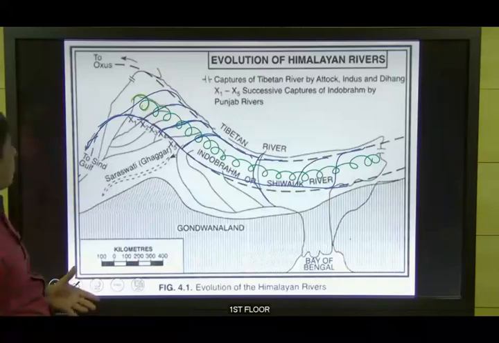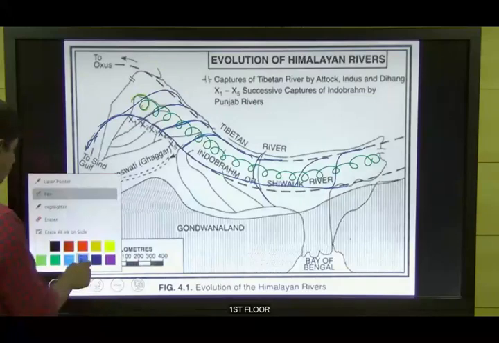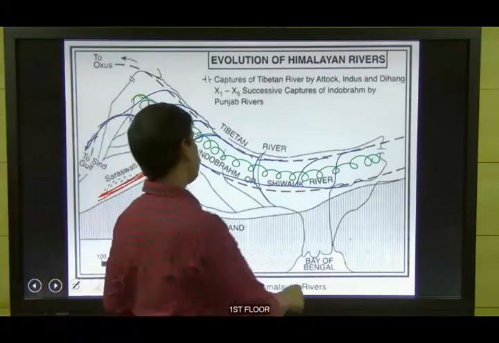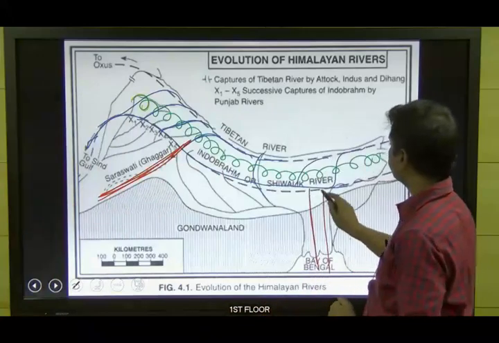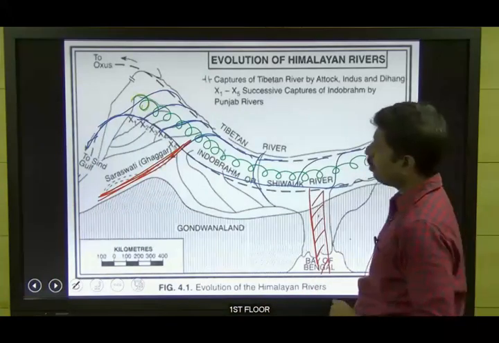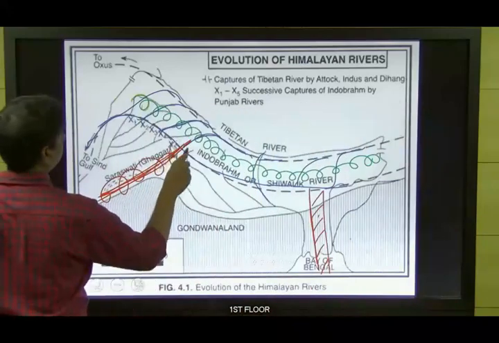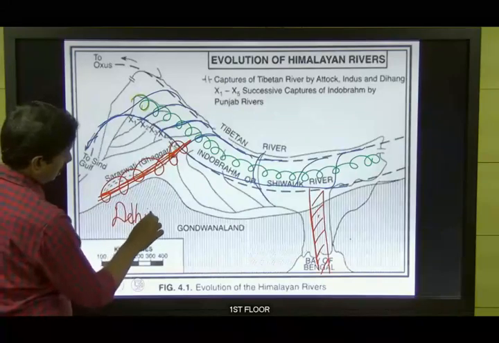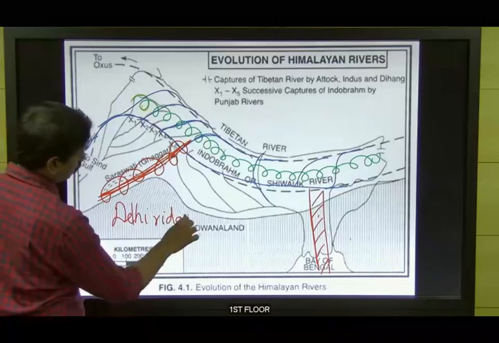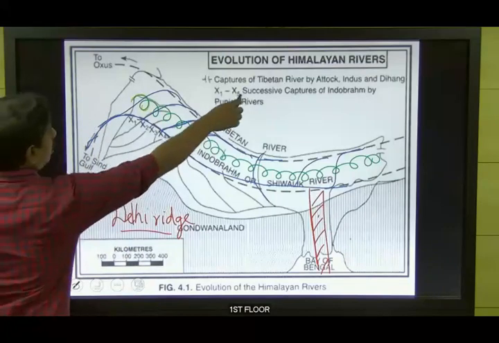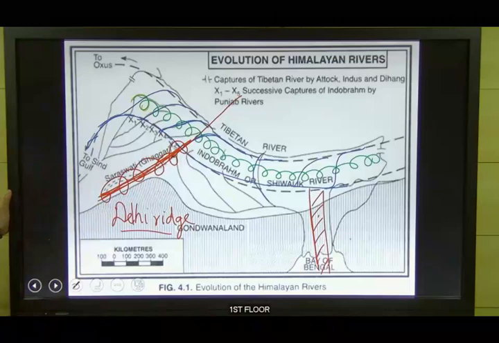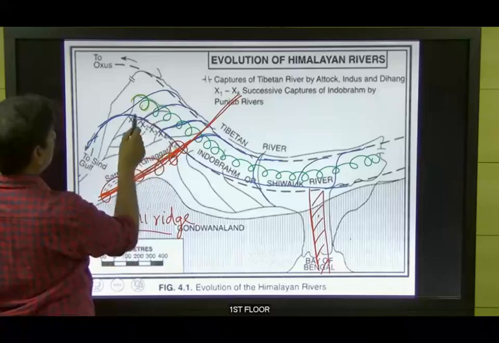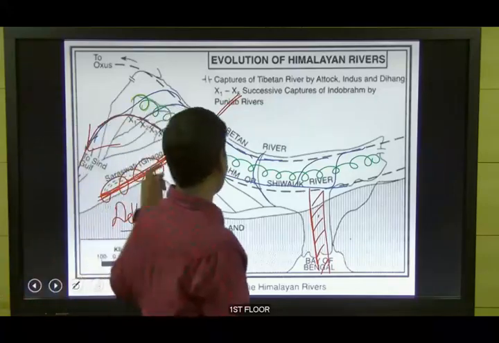And then in the next stage of upheaval, two important phenomena happened. One is the rise of the Delhi Ridge. Another is the fall of the Malda Gap. Here one depression came, here one elevation came. The Delhi Ridge, along with the Aravalli, rose. So the rivers got disconnected like this. Whatever river was flowing this side got disconnected and took the line this way.